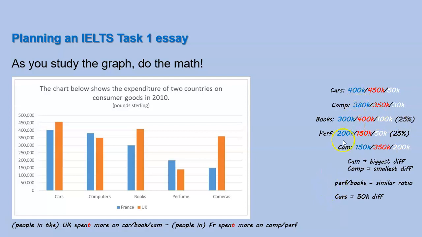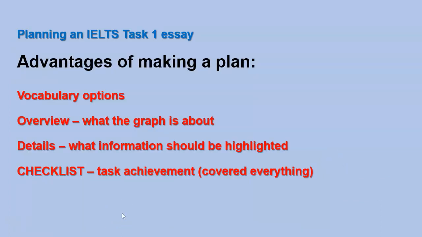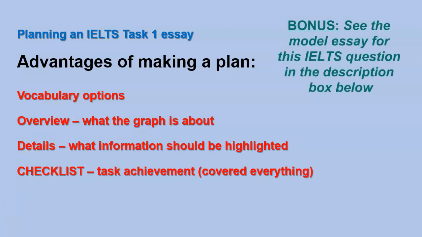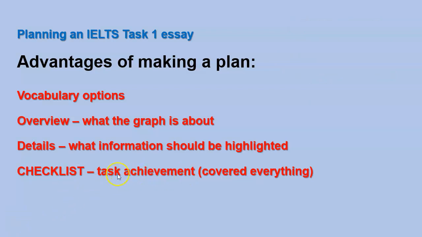So as you can see, we've set out all the information. We've got a nice checklist for us to work from when we are writing our essay. And our checklist will give us vocabulary options that we can refer to as we're writing. It will give us an overview. It tells us what the graph is showing us. It will tell us what information should be highlighted, what is the most, what is the least. And very importantly, it provides a checklist so that we can make sure that we have covered all the information in the graph, which is a very important part of the task achievement.